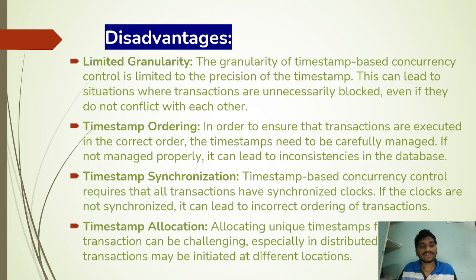The third one is timestamp synchronization. Timestamp-based concurrency control requires that all transactions have synchronized clocks. If the clocks are not synchronized, it can lead to incorrect ordering of transactions.